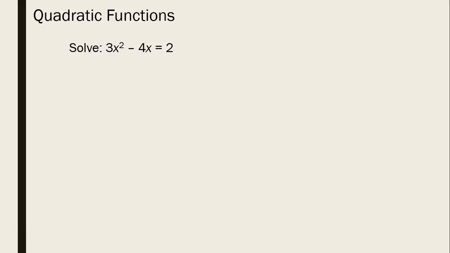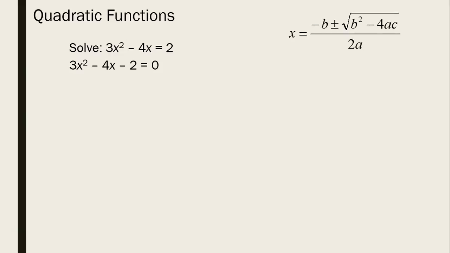So let's say we want to solve this equation, 3x squared minus 4x equals 2. The first thing we would try to do is put it in standard form and factor, but this one won't factor. So we'd want to use the quadratic formula, substituting 3 for a, -4 for b, and -2 for c.